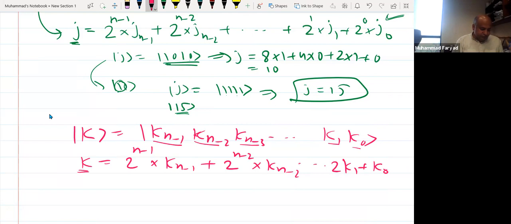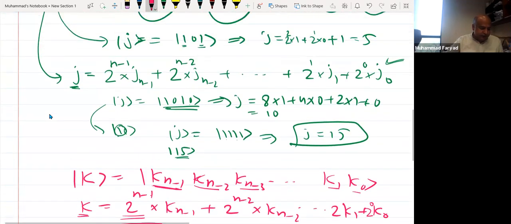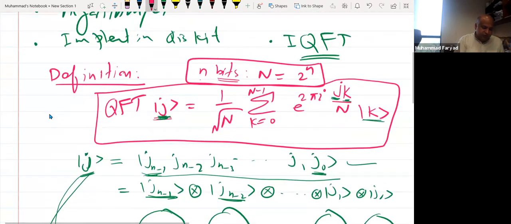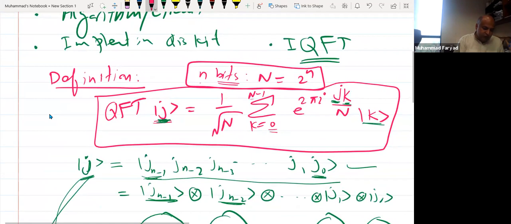And you just have to keep in mind that we start at 2 power 0, and the most significant bit is multiplied with 2 power n minus 1, not with 2 power n, where capital N is 2 power n. And in the sum, in the definition, you see we go all the way from k equals 0 to n minus 1, because with n bits, the highest decimal that we can get is n minus 1 when all the digits are 1 1 1 1. So that's why this sum goes from 0 to n minus 1.